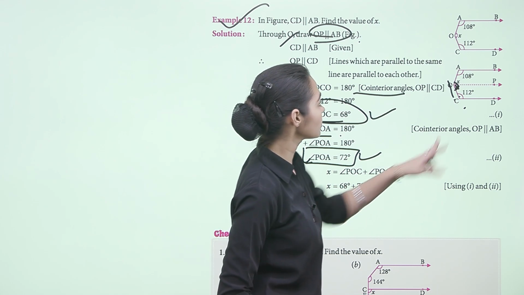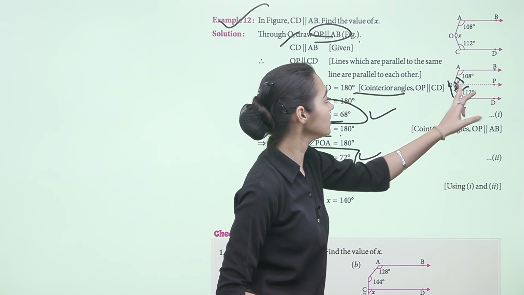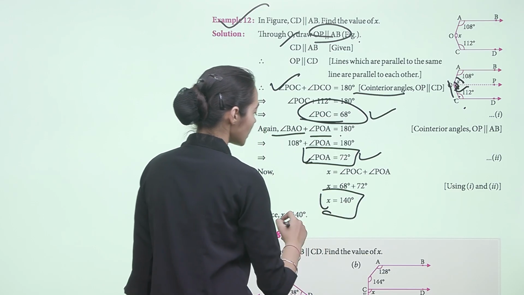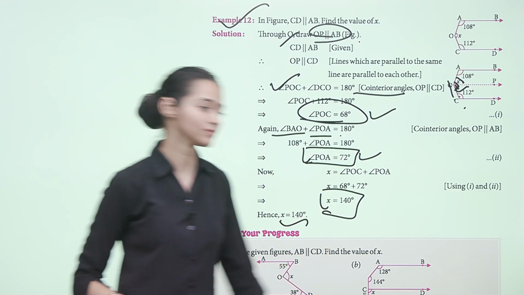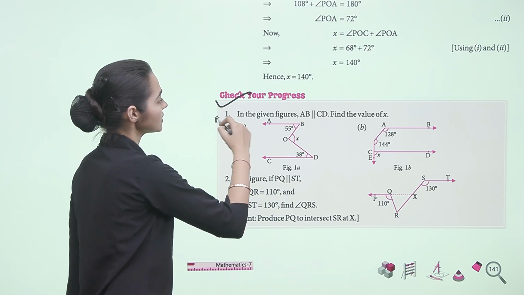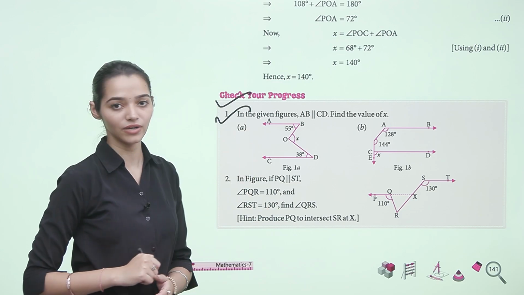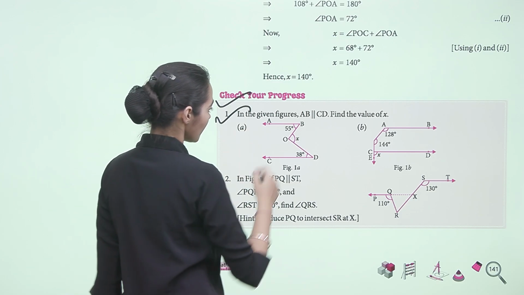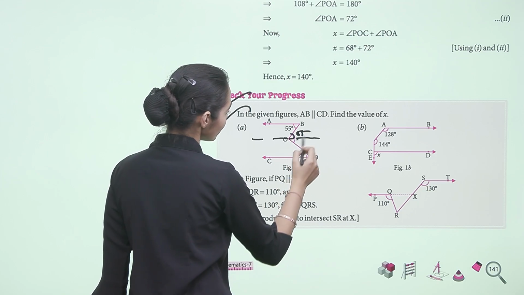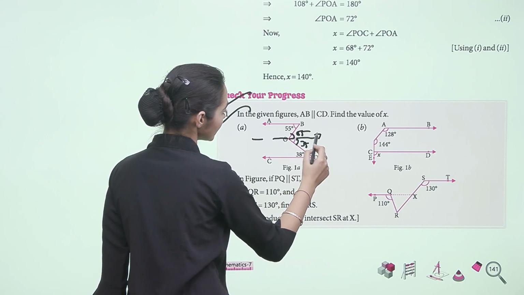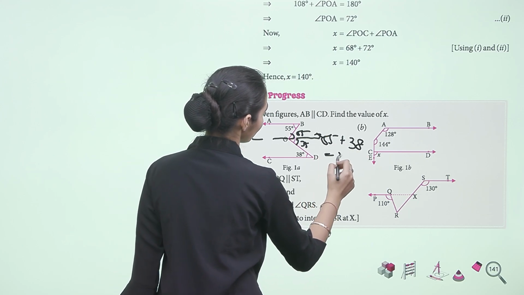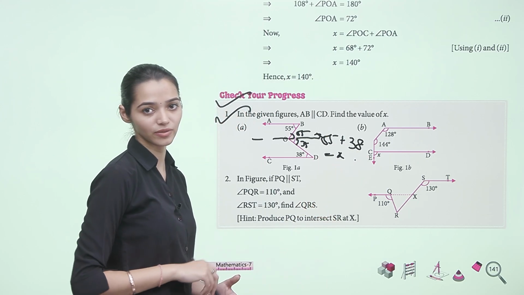And we know that X is equal to what? Angle POC and angle POA. So X is equal to 68 plus 72, that is equal to 140 degree. Now let's check your progress. Here in these given figures you have to find the value of X. So here you can draw a parallel line, and here it is 55, again it is 38, and 55 plus 38 is our what? Is the value of X. That's how you can solve the remaining ones.